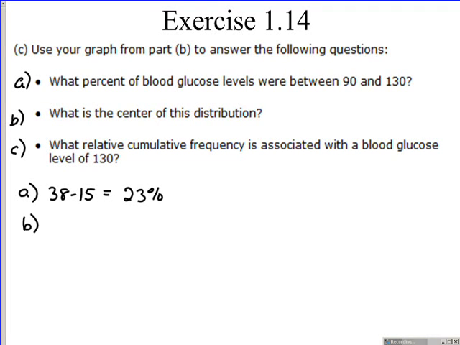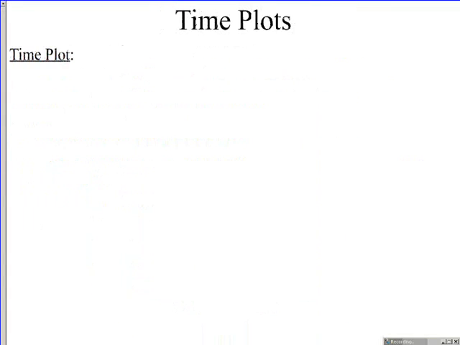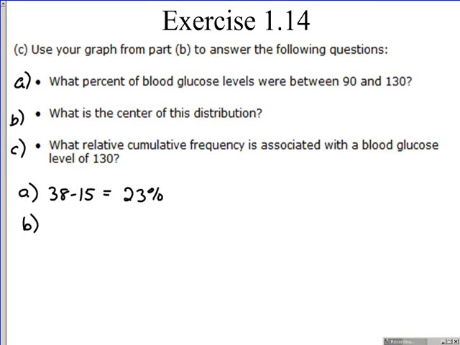What is the center of the distribution? Should be easy to get from the ogive. Center, remember, is going to be at the 50th percentile. 50th percentile is right here. Trace that down. Just less than 150, call it whatever you want. Somewhere between 125 and 150, but closer to 150. Let's call it about 140.